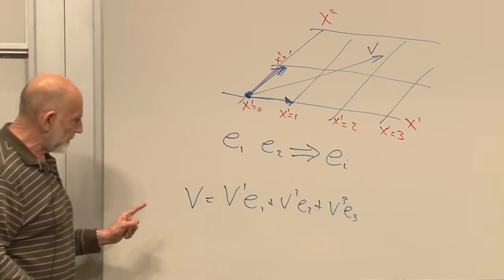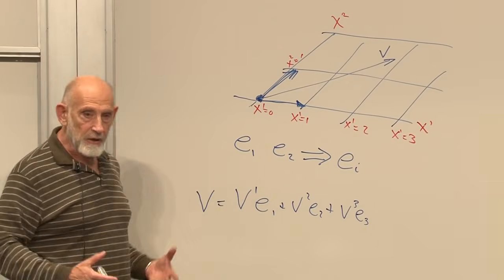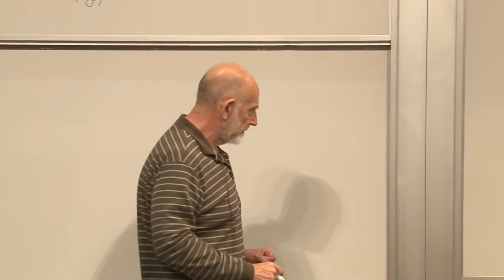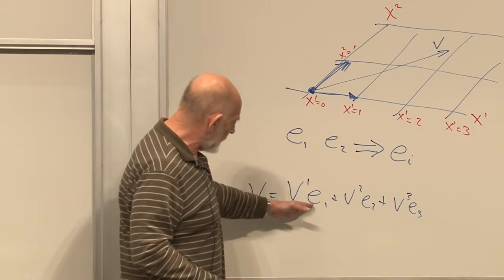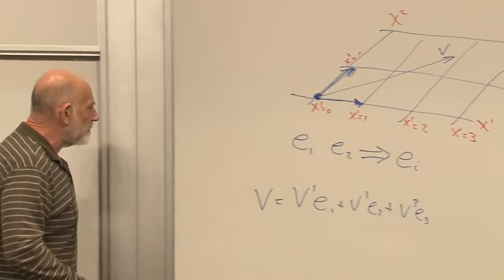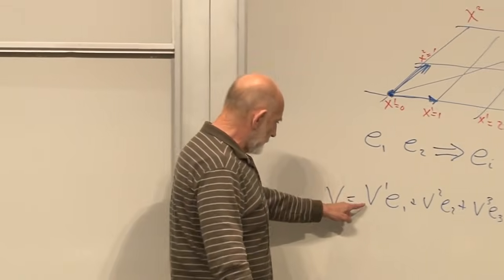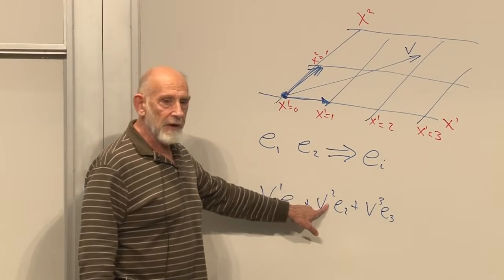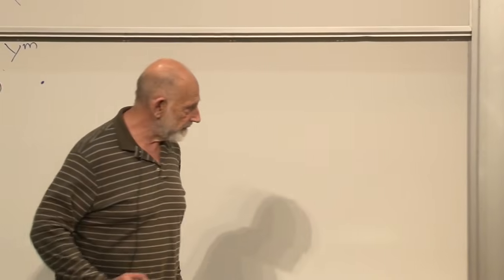Now, the things which are vectors in this formula are the E's. The V's are actually numbers, but they are components of the vector. They're components of V, and they tell you how much of each kind of one of these vectors are present in the sum: V1 E1 plus V2 E2 plus V3 E3, and so forth. These coefficients are called the contravariant components of the vector V.